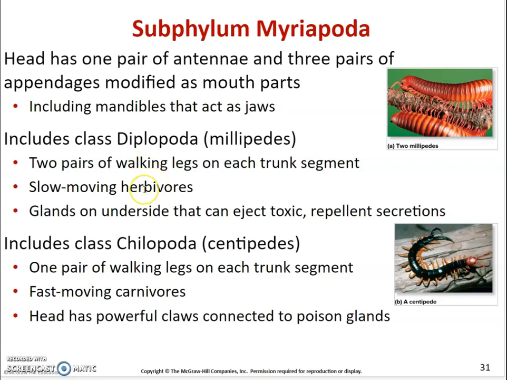The other one are Chilopoda, which are the centipedes, and they only have 1 pair of walking legs per segment, and they move pretty fast, and they're carnivorous. So maybe the millipedes secrete their repellent to get the centipedes away. Their head has this powerful claw connected to the poison gland as well.